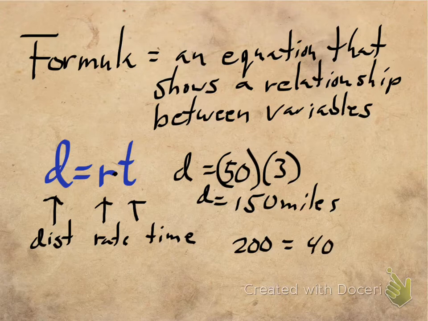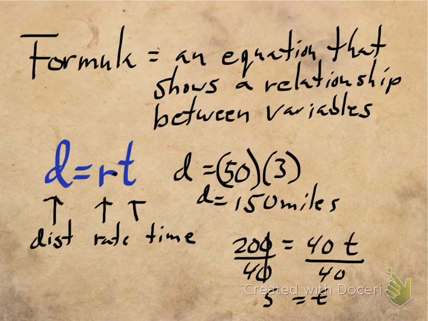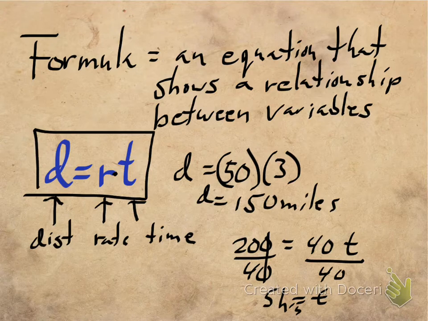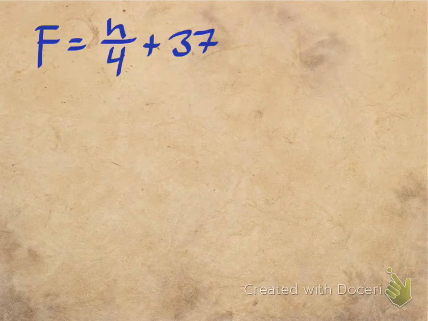On the other hand, suppose I knew that I went 200 miles, driving 40 miles an hour, and I wanted to know how long it took. Now we'd solve this equation, so we'd divide both sides by 40, and we find the time is equal to, 20 divided by 4 is 5, so it'd be 5 hours. This is a very classic formula, D equals RT.